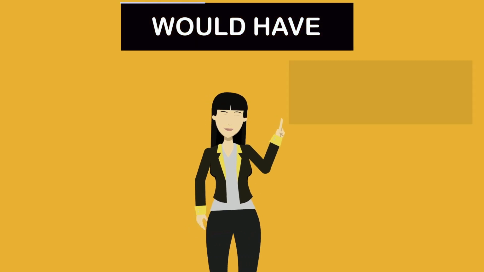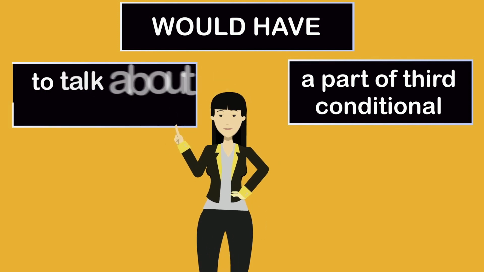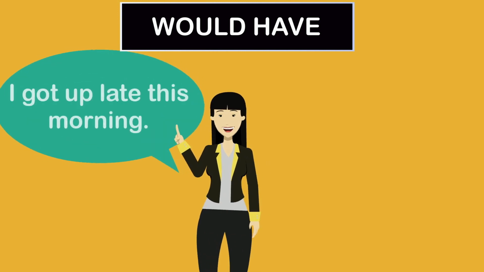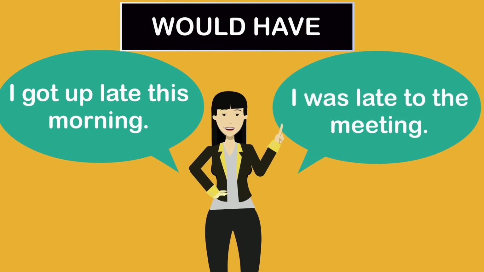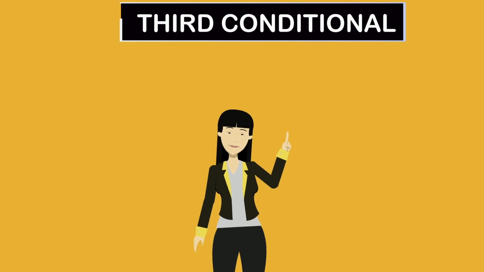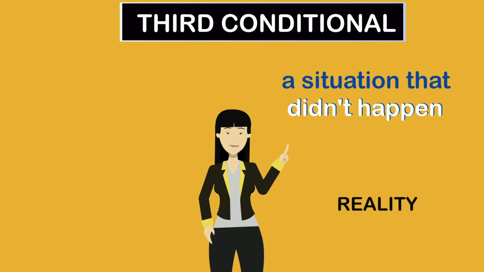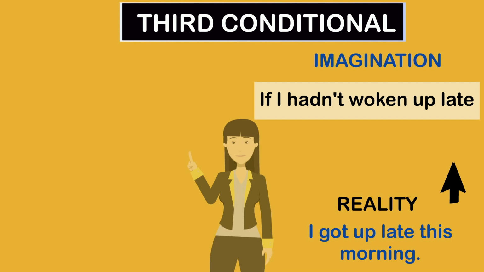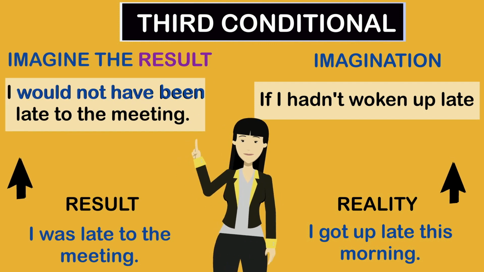Would have is used as a part of third conditional. We use third conditional to talk about the past. Let's take a look at this example. I got up late this morning, and that's why I was late to the meeting. Third conditional is used to describe a situation that did not happen. For example, if I hadn't woken up late, and to imagine the result of this situation. For example, I would not have been late to the meeting.